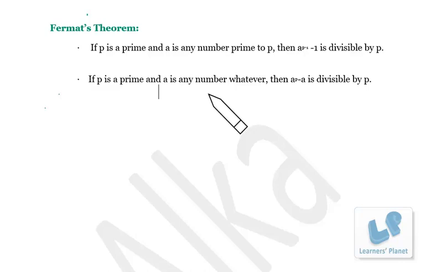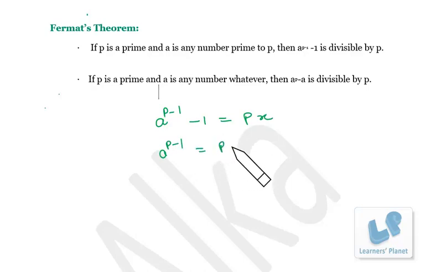So what exactly it says, I will explain over here. Listen to me carefully. A raised to P minus 1 is divisible by P. So what I can say, it is Px, or A raised to P minus 1 is equal to Px plus 1. That means if A raised to P minus 1 is divided by P, the remainder will be 1, provided P is prime. Listen to me very carefully.